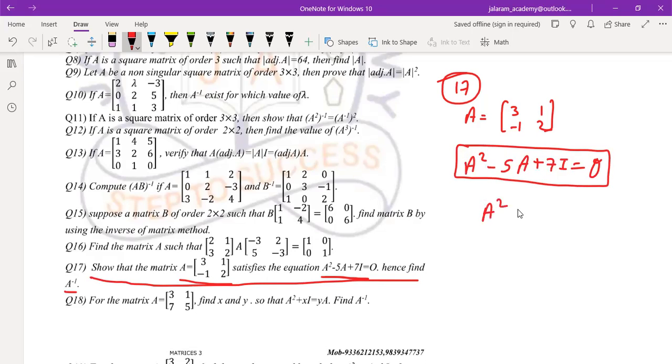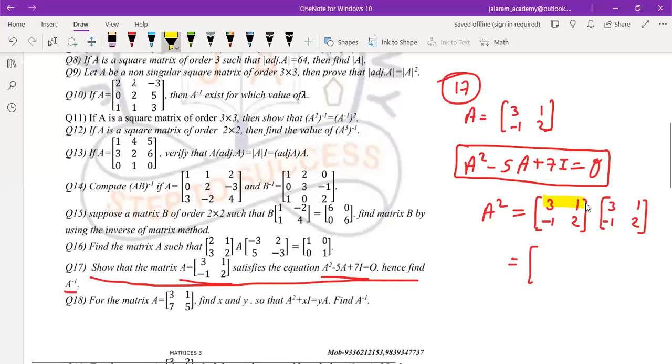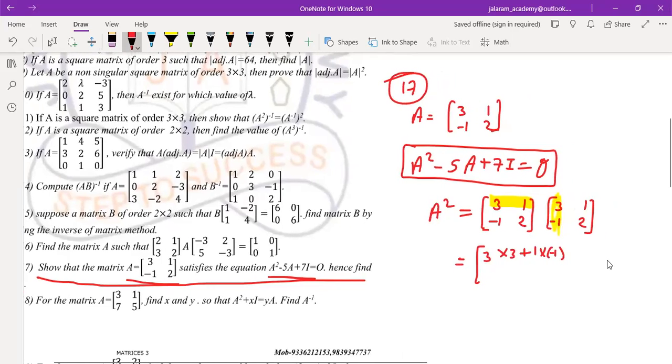So first of all, we will find this A square. A square means A into A, which means multiplying the matrix A with the matrix A. Again, we will use the same method: first row of first matrix is multiplied to first column of second matrix. That is 3 into 3 plus 1 into minus 1 will be the first element.